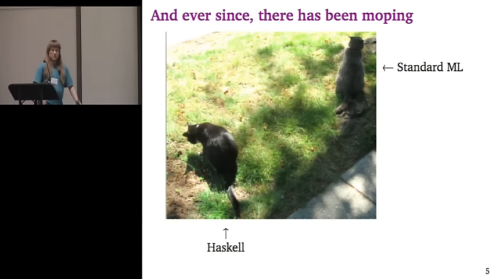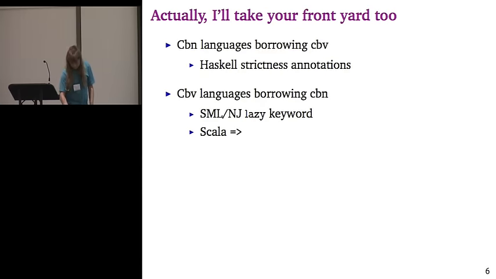And ever since, the community has been divided by which evaluation order is clearly better and whose front yard is the right front yard. These are two cats in Vancouver who don't get along very well. The funny thing is that even though people think their evaluation order is clearly the right one most of the time, sometimes you want the other one.